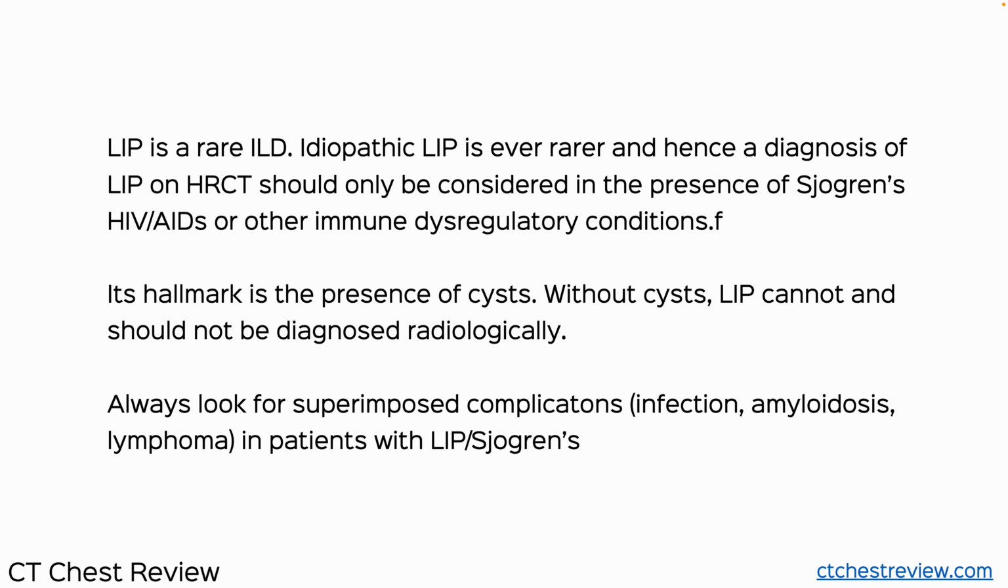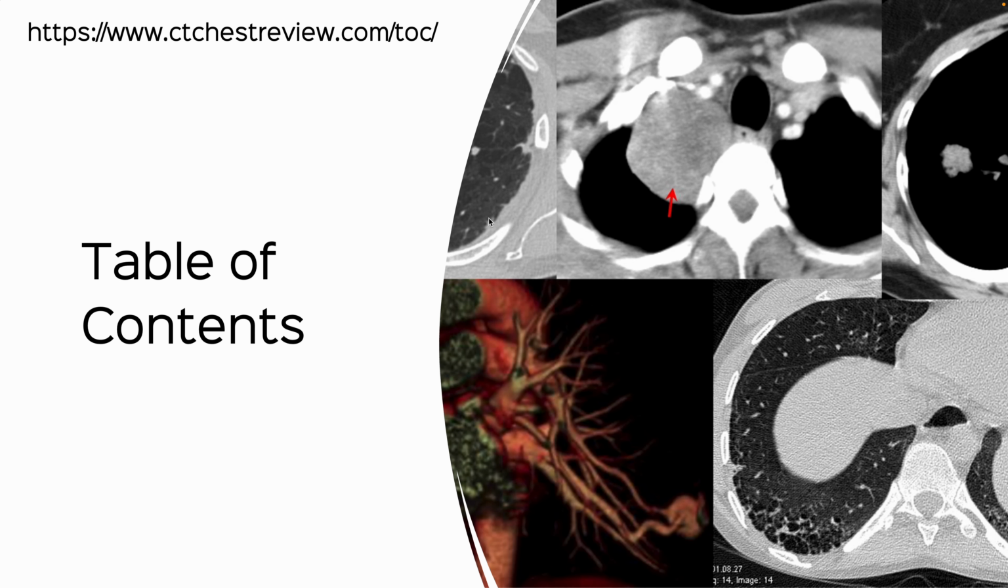And every time we see a patient with Sjogren's, with interstitial lung disease, or sometimes even without, we need to be cognizant of the fact that these patients may have superadded infection, especially TB in our country, amyloidosis and lymphoma, and look for these. And if patients are coming for serial follow-ups, then look for those subtle changes focally that can flag these as well.